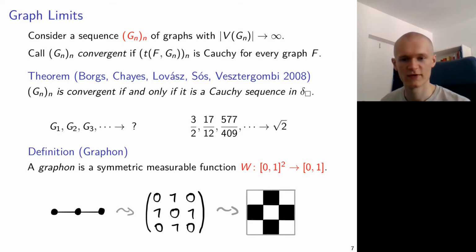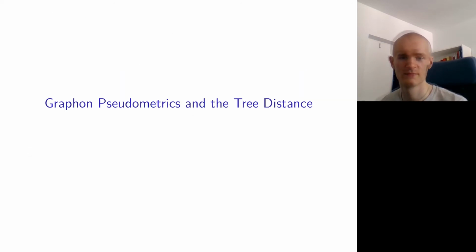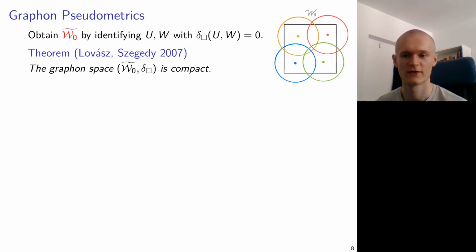So these are graphons, and all the usual notions like cut distance and homomorphism densities directly generalize to graphons. I'm not going into the details here. For the result that I'm presenting, graphons are very important, and the reason is the compactness theorem. If we identify graphons of cut distance 0, then we obtain a compact metric space.